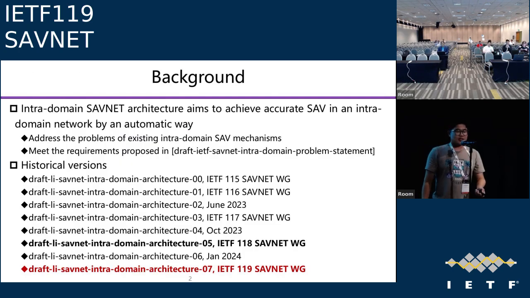Intra-domain SAVNET architecture aims to achieve accurate SAV in an intra-domain network in an automatic way. It aims to address the problems of existing intra-domain SAV mechanisms and meet the requirements proposed in the intra-domain problem statement draft. Here are listed the historical versions.